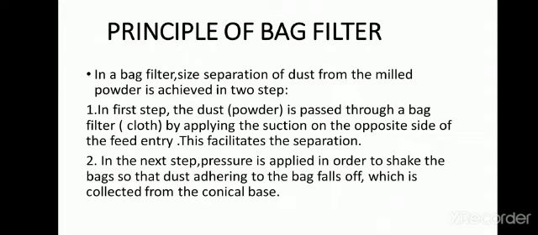Then we see principle of bag filter. In a bag filter, separation of dust from the mill powder is achieved in two steps. In the first step, dust-laden air or mill powder is passed through the bag filter cloth by applying suction on the opposite side of the feed entry. Suction means we apply partial vacuum for removal of air. This facilitates the separation of dust particles from fresh air.